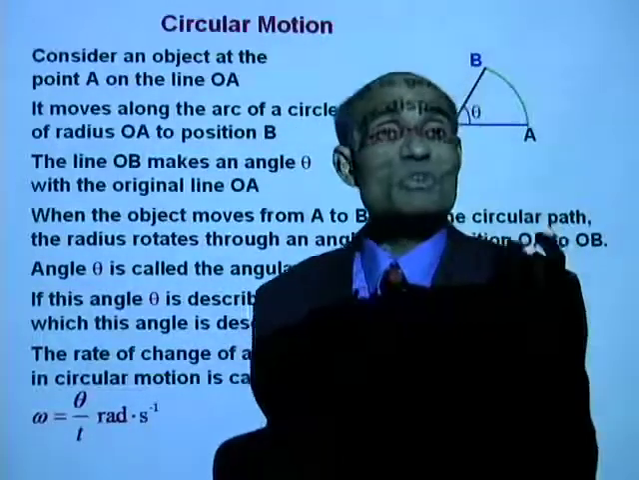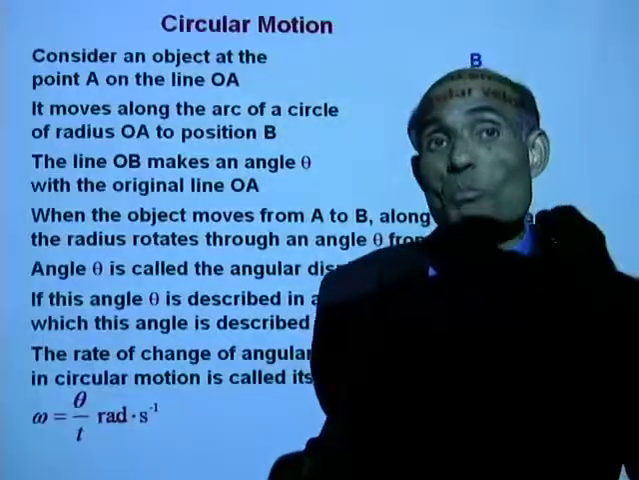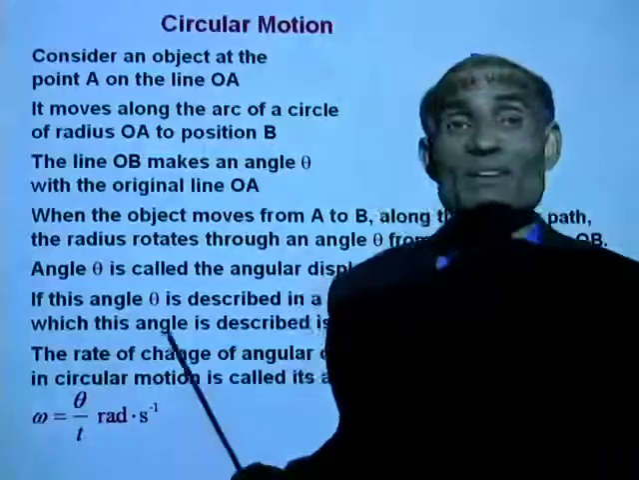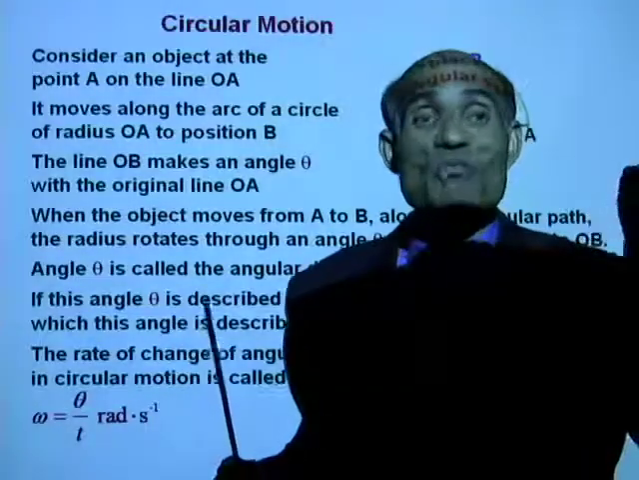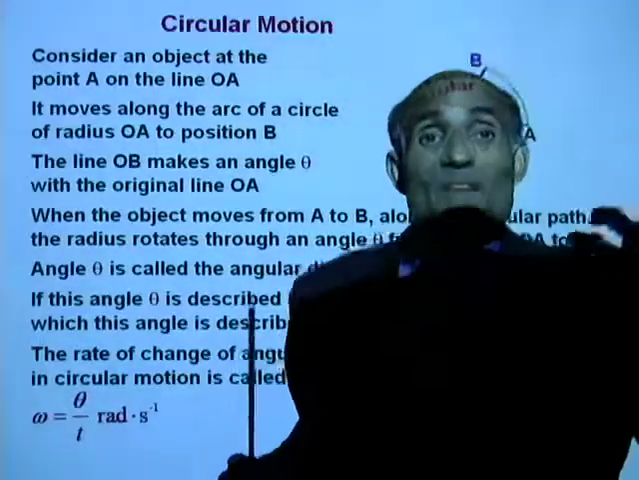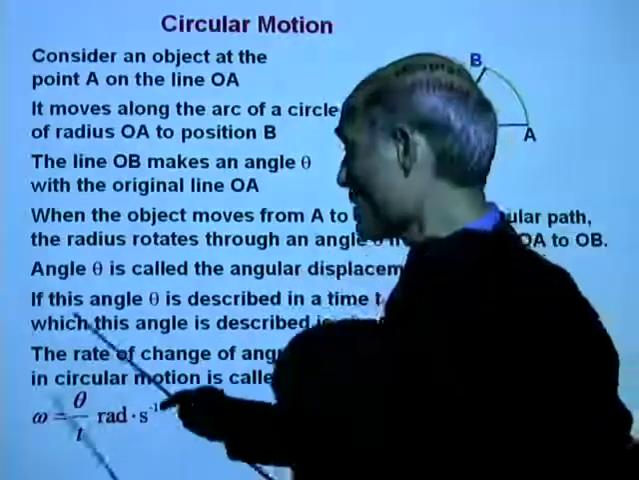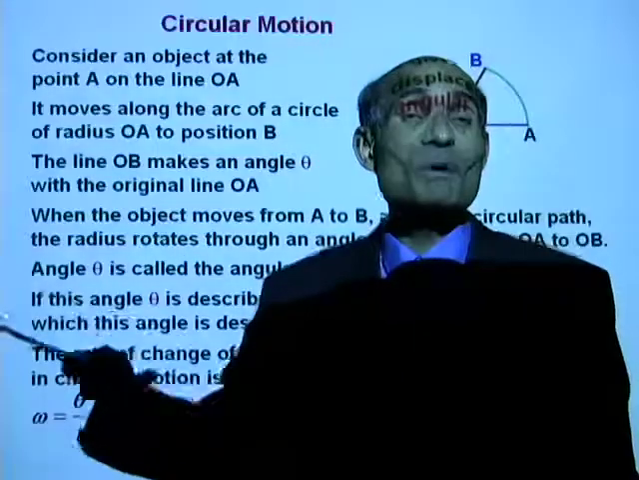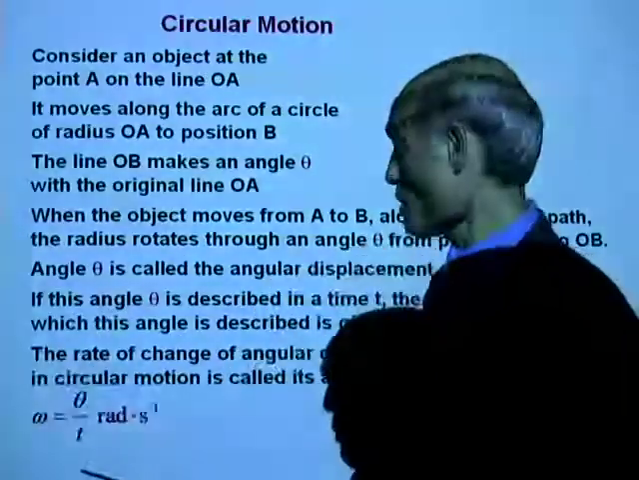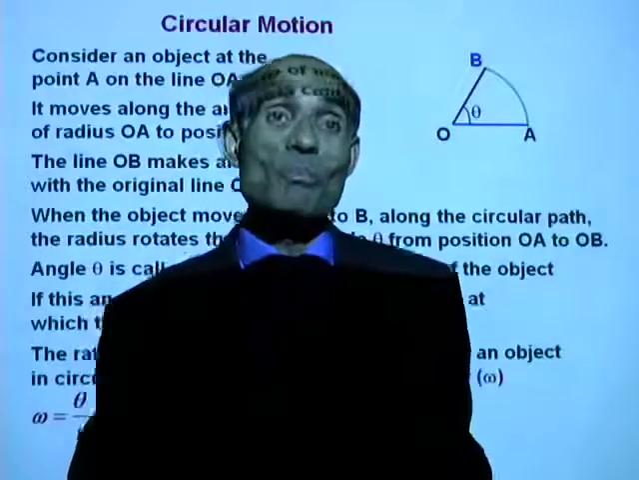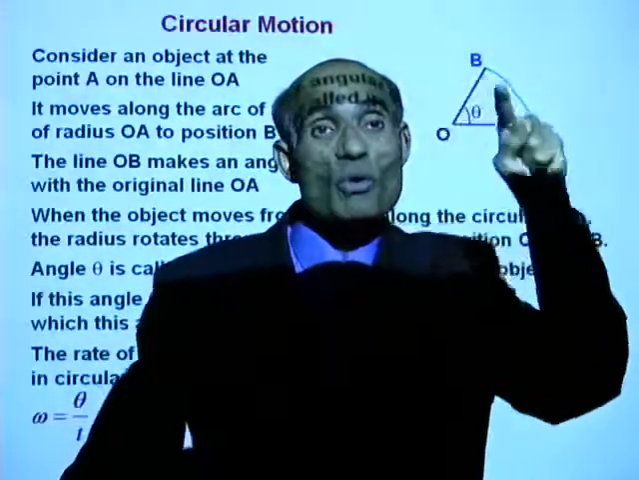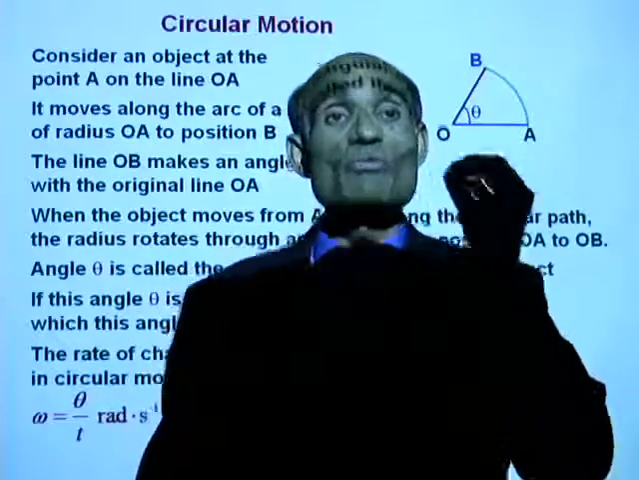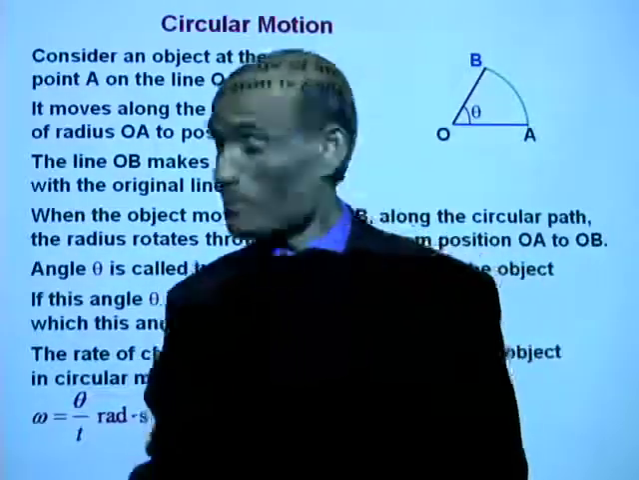So, what is the unit for omega? It can be called per second. Although we write it radian per second, in calculations it will only appear as per second. But whenever we write the unit for omega, we will write it as radian per second. So, an object moving along a circle has an angular displacement and an angular velocity.